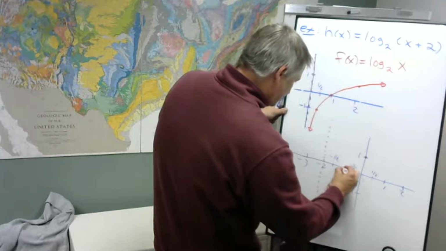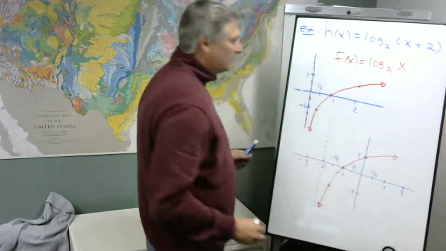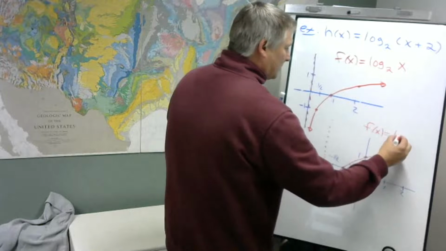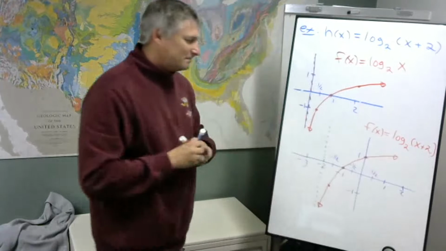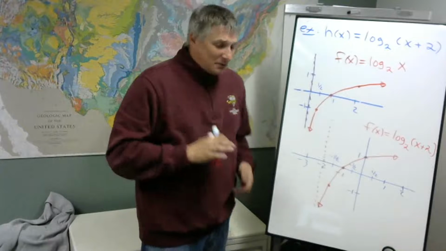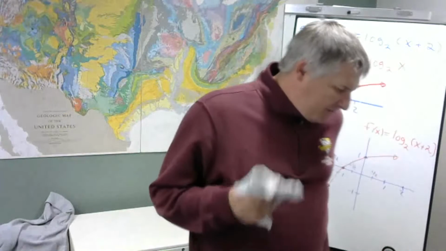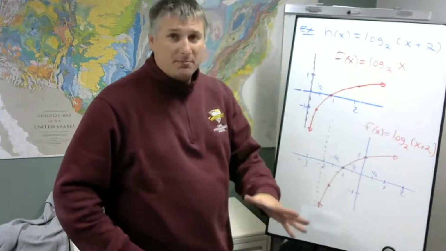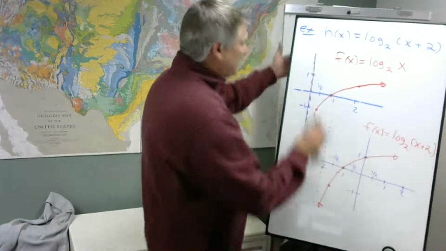Now we connect our points. And finally, we have f of x is log base 2 of x plus 2. And there we go. We've translated our graph. So there are 2 basic logarithms. Oh, there's one thing I should mention about this function before we finish with the basic logarithms, and these are ones you see on calculators. We've got to talk about domain.